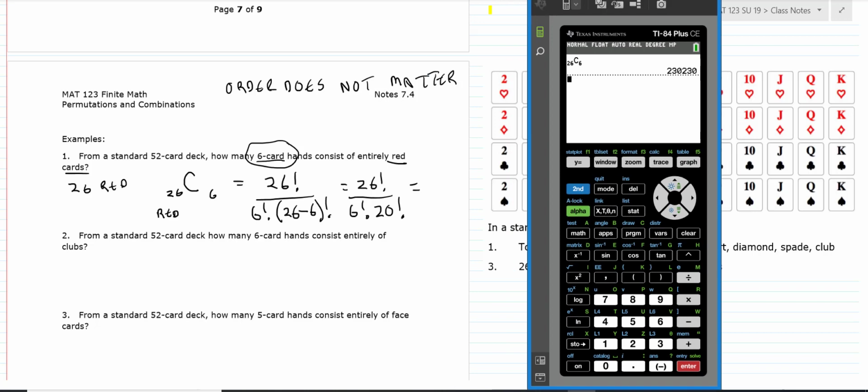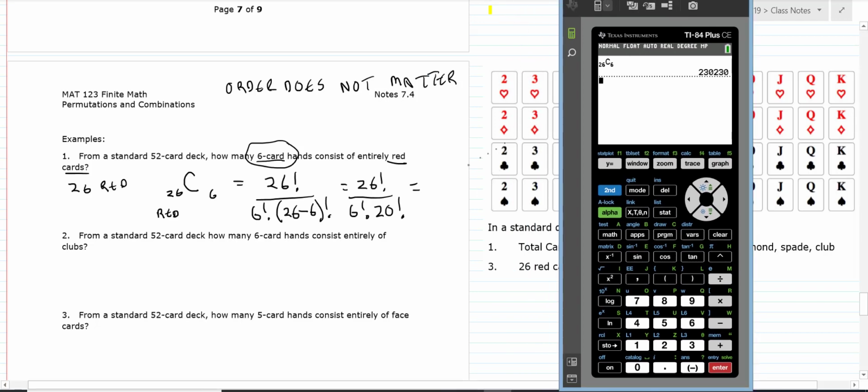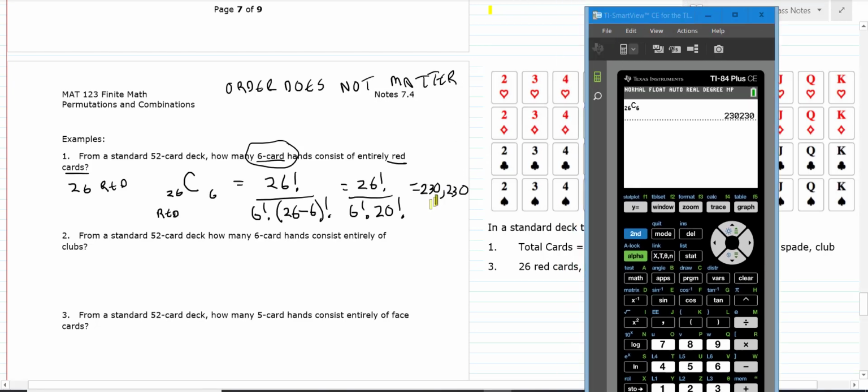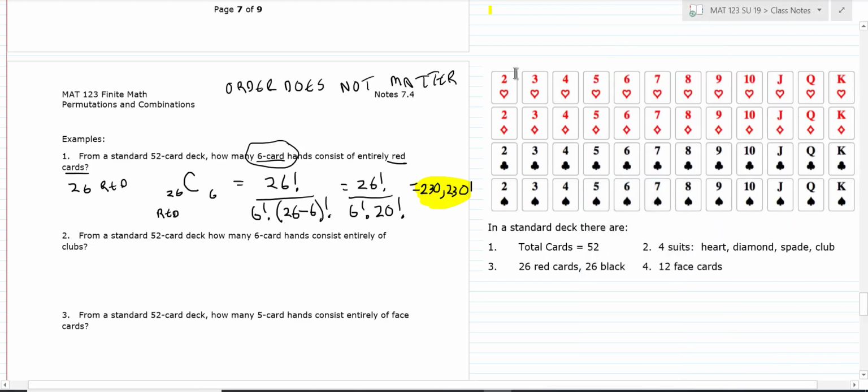So that's how many poker hands are possible. So that answer would be 230,230 poker hands consisting of all red cards is what you would end up having. If you don't believe me, get your deck of cards and spend the whole weekend sorting out all of those possibilities. Okay, that's what it is. The math isn't lying. Okay, so that's the idea there.